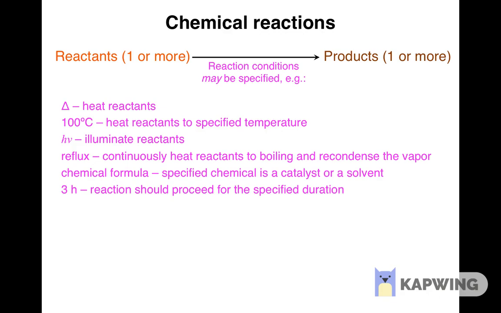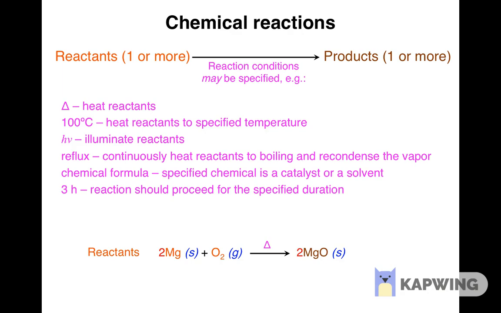Other reaction conditions could be specified as well. So let's write down an example of a chemical reaction, namely the reaction of forming magnesium oxide by heating magnesium in the presence of atmospheric oxygen. To the left of the arrow, we have the reactants: magnesium metal that is made of magnesium atoms, Mg, and oxygen gas that is made of diatomic oxygen molecules, O2.